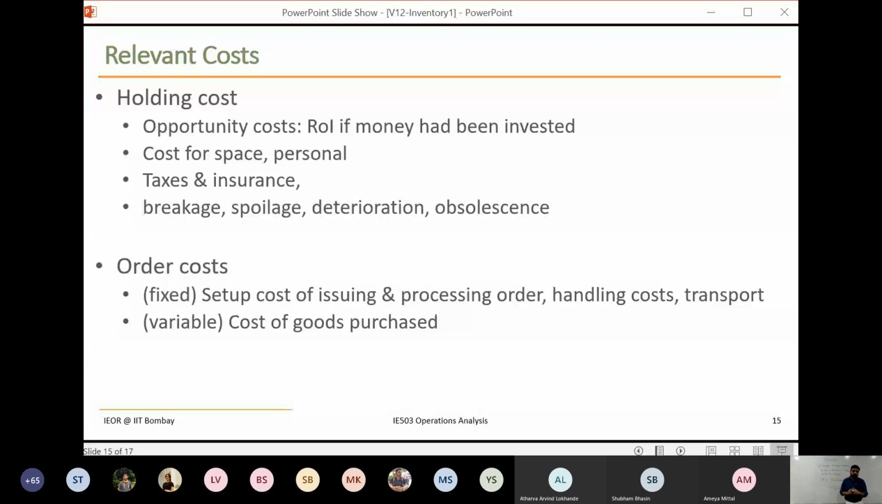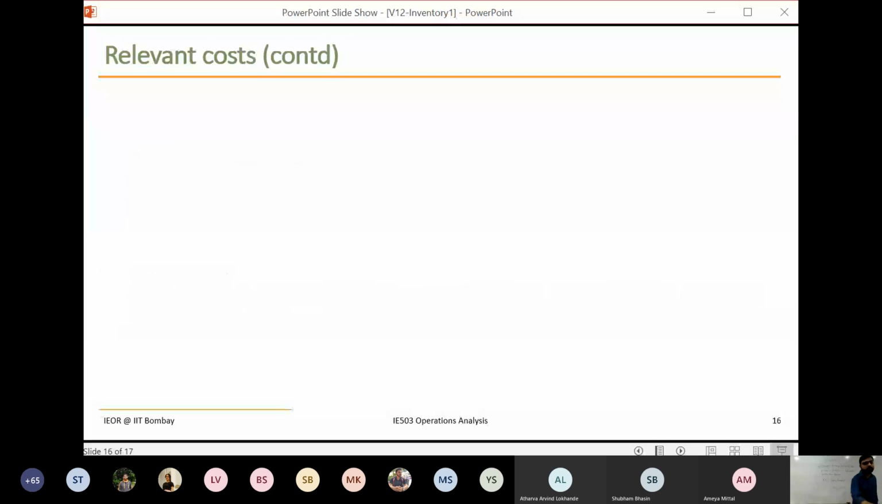Once ordered, when the material comes, then I incur holding cost. So these two are the more direct costs of handling the inventory. There is also a third cost which is slightly more tricky to calculate.